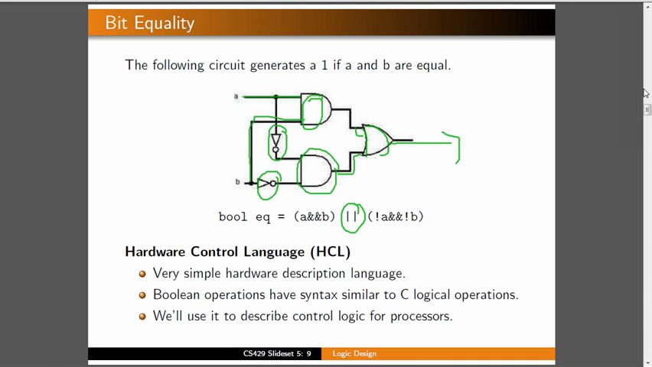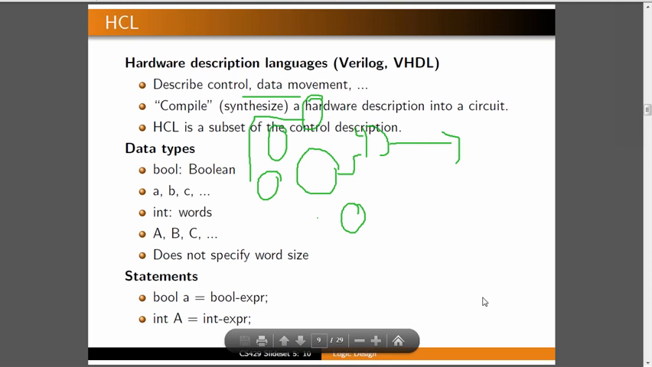Then the next part is HCL. HCL means Hardware Control Language. It is a very simple hardware description language. Boolean operations have syntax similar to the C logical operations, so this is a very simple language, similar to the C logical operations. We will use it to describe control logic for processors.